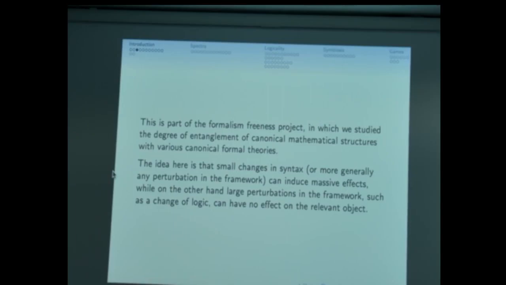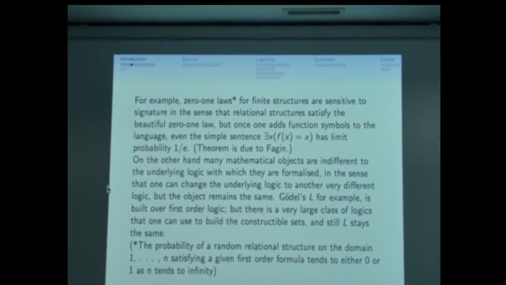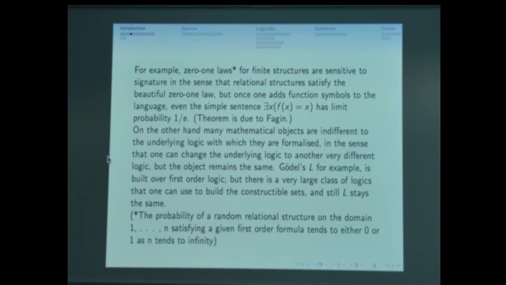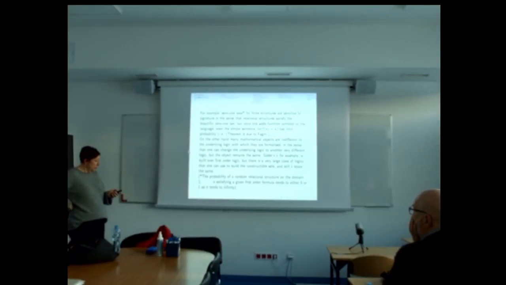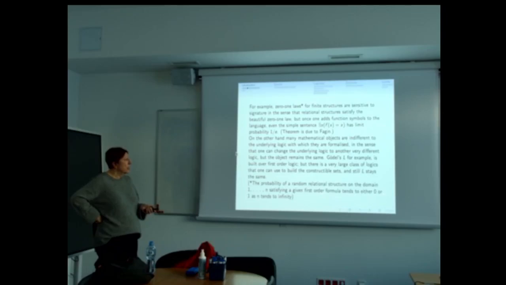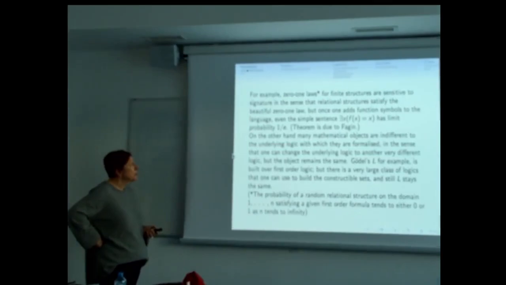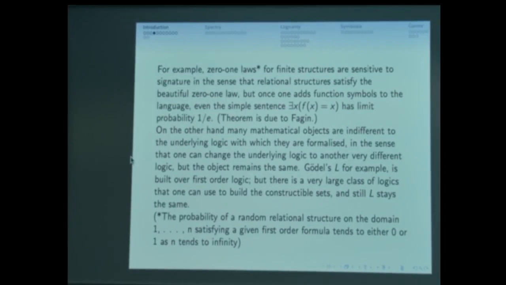And the example I always like to use is this idea of 0-1 laws for finite structures. These are for finite relational structures. The 0-1 law holds, so this is a probability that a random relational structure on the domain satisfying the first order formula tends asymptotically to either 0 or 1. So that's your 0-1 law, but for finite relational structures, you have this asymptotic behavior. But as soon as you introduce function symbols, the 0-1 law fails. So even the statement that a function has a fixed point holds only with a probability.